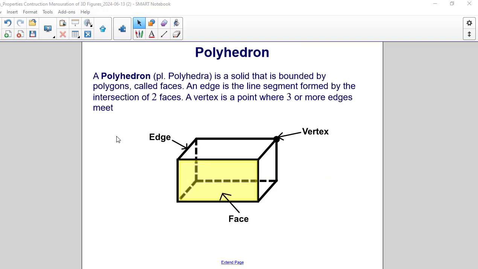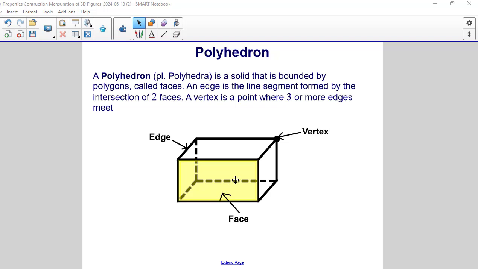A polyhedron. The plural is polyhedra. This is the more formal definition. A polyhedron is a solid that is bounded by polygons called faces. An edge is the line segment formed by the intersection of two faces. A vertex is a point where three or more edges meet.